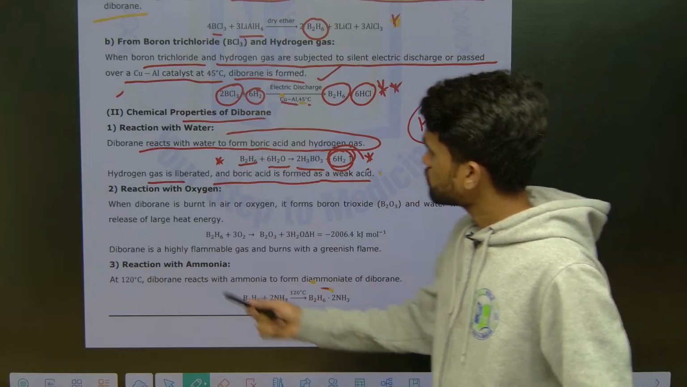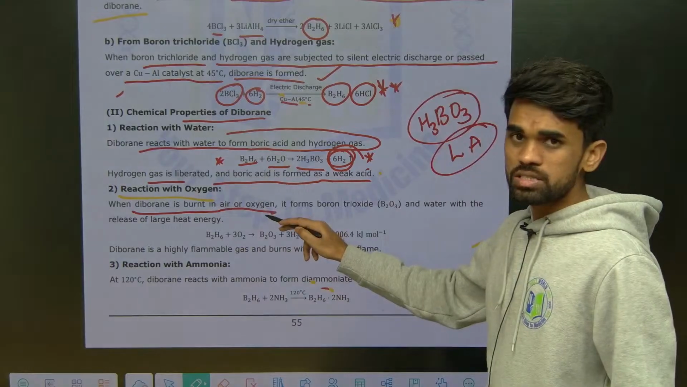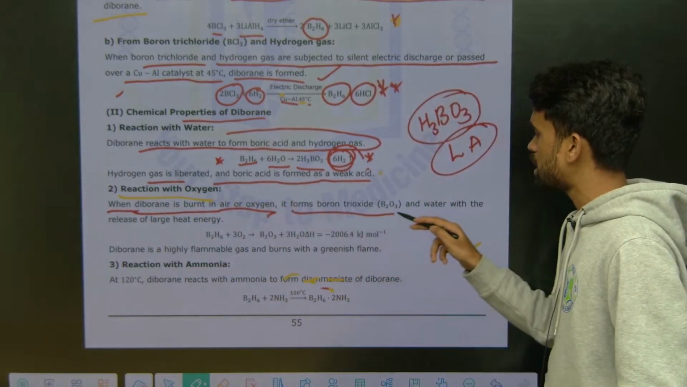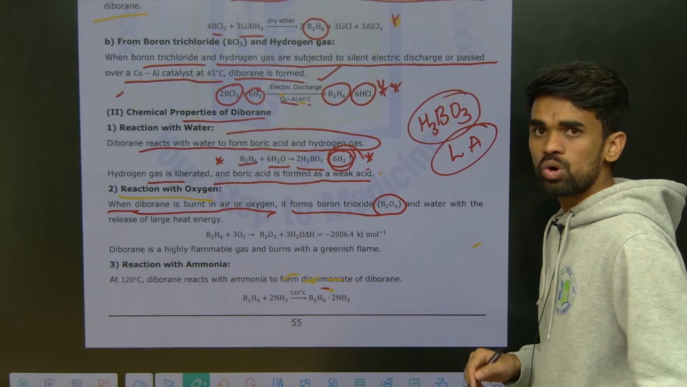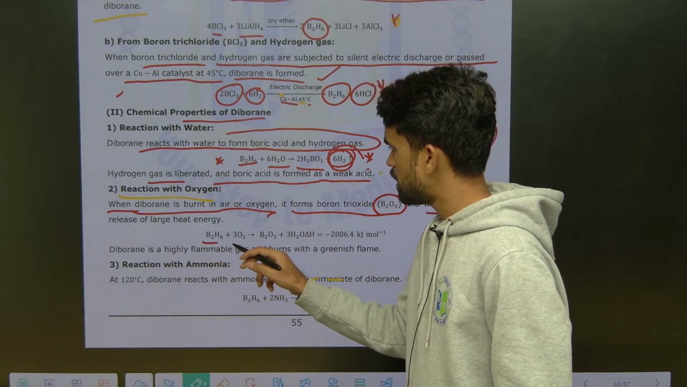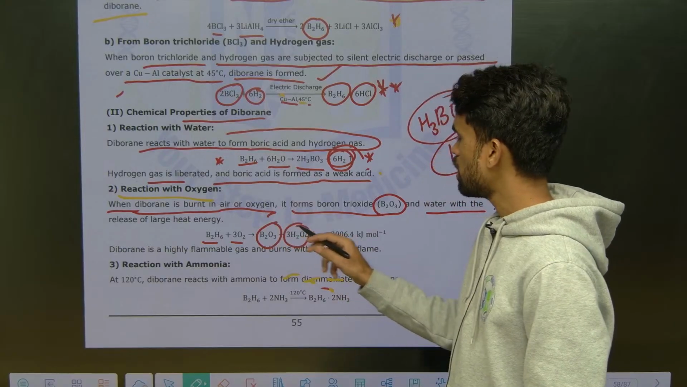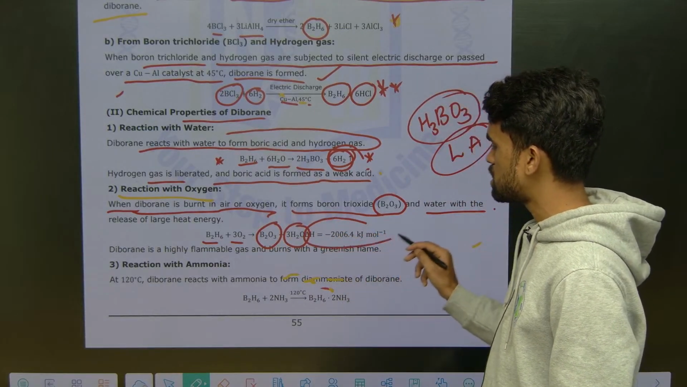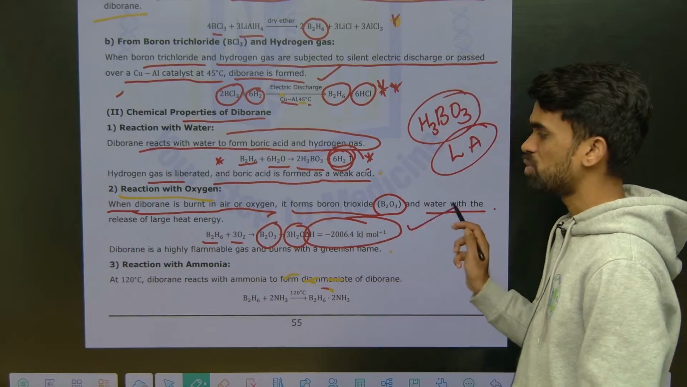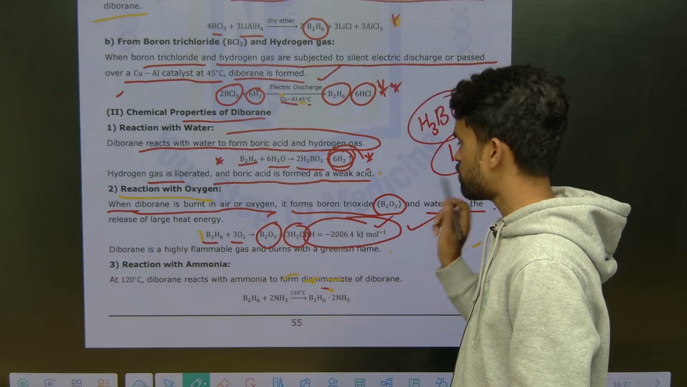Then next, reaction with oxygen. When diborane is burned in air or oxygen, it forms boron trioxide B2O3 and water. And some amount of energy is released. How much? It is minus 2006.4 kilojoule per mole. So for 1 mole of B2H6, you get this much energy.